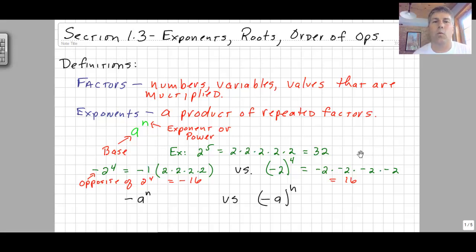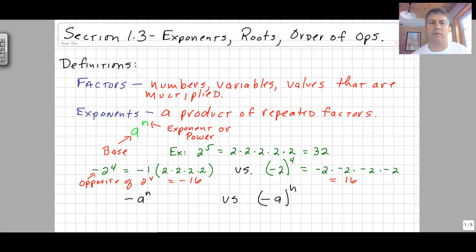Hello and welcome to section 1.3 on exponents, roots, and order of operations. Again, we're going to start with definitions, beginning with the definition of factor. We need to know what factors are, and factors are numbers, variables, values that are multiplied. So essentially, things that are multiplied are factors.